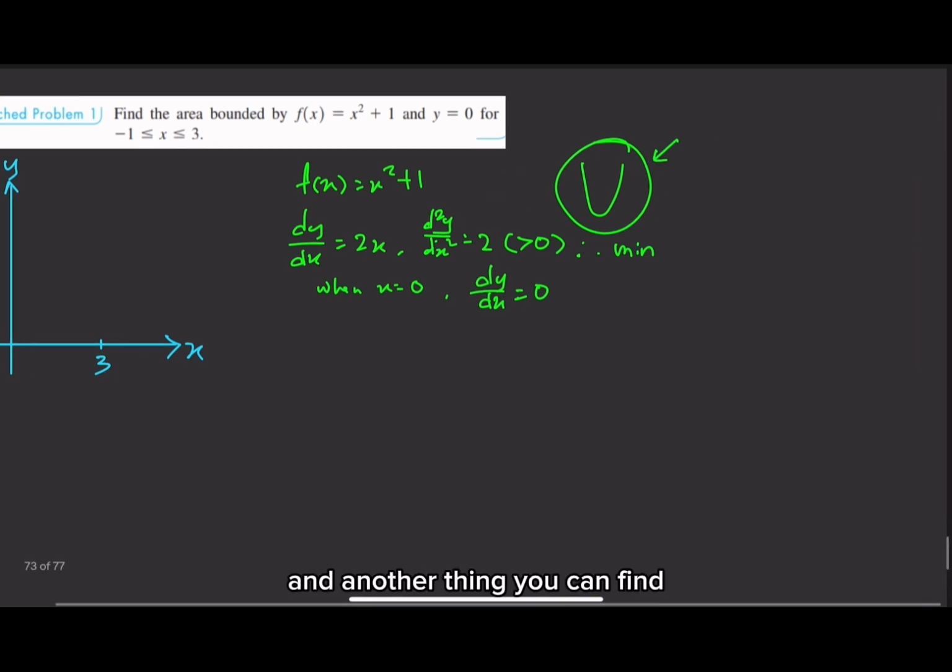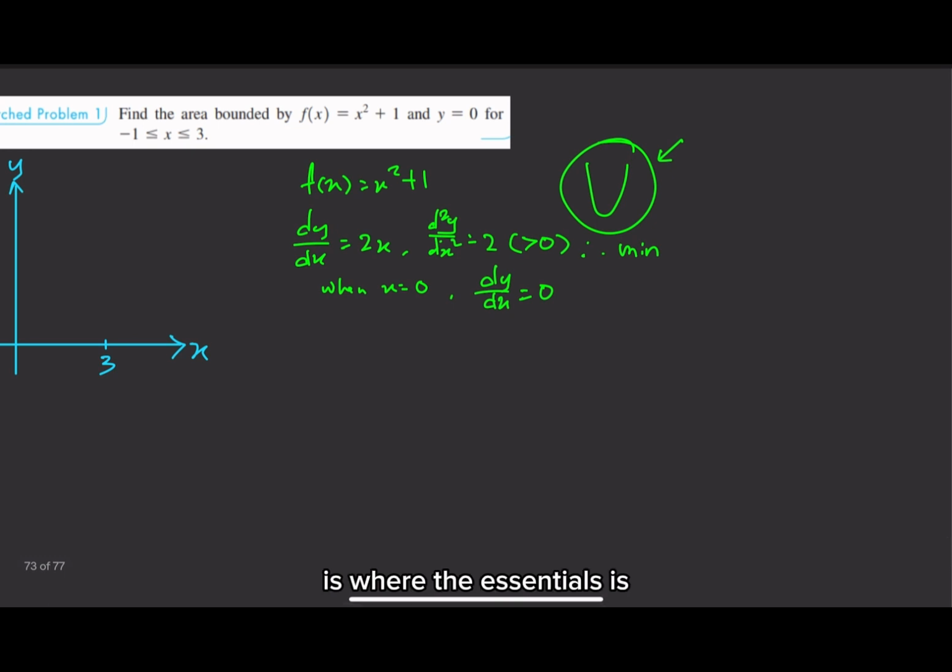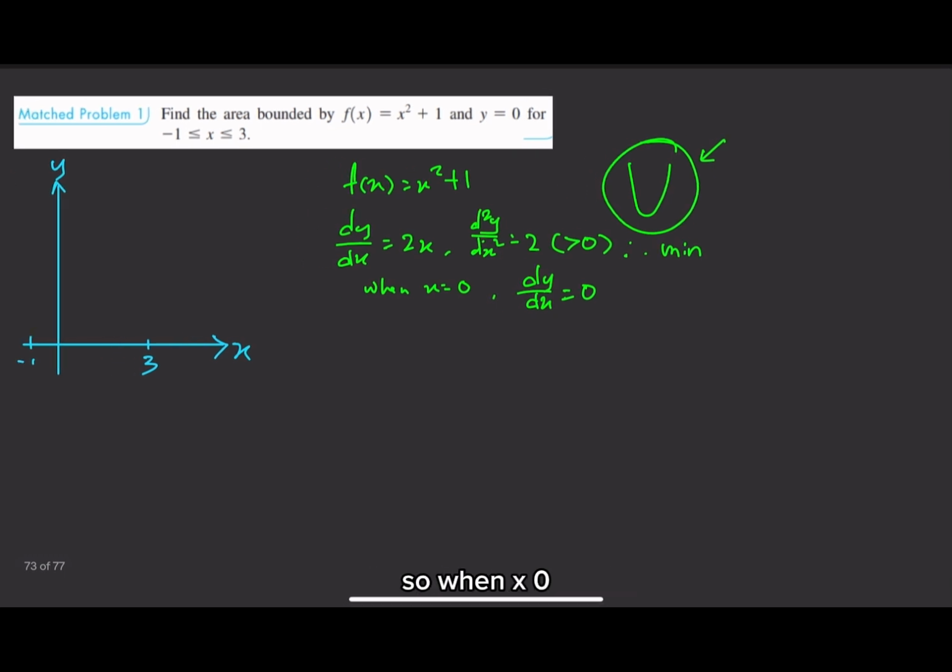And another thing you can find is where the y-intercept is. So when x is 0, f is 1, and therefore y equals 1. So 0, 1, right? So you will find 0, 1. And therefore you will have this curve. We can draw the curve here.